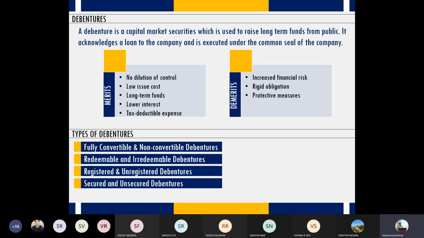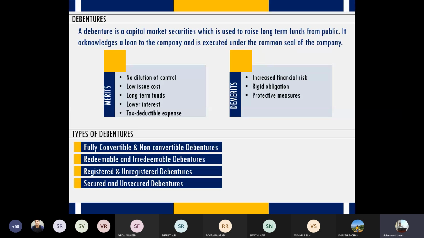So you have to weigh those and then see whether you really want to go for convertible debentures, or whether non-convertible debentures would be a better option. So this is the first option, either convertible debentures or non-convertible debentures. Option number two is redeemable and irredeemable debentures.